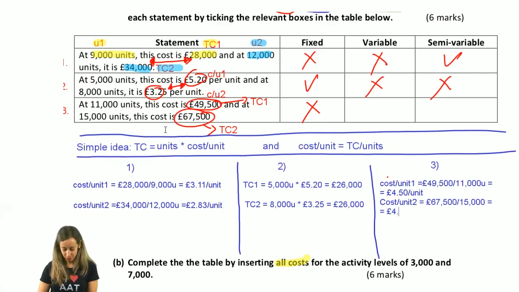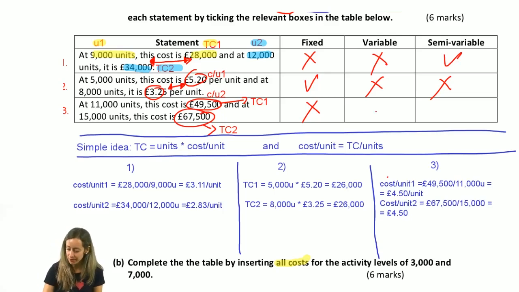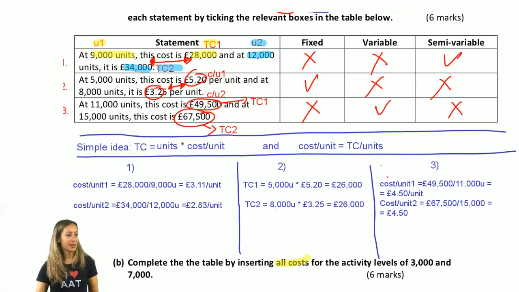Imran is saying that this is also 450, and he's saying that if the cost per unit is the same at different levels of activity, then it's a variable cost. Well done. And that's it. So really, once you know what you should be looking for, it's just a very simple exercise.